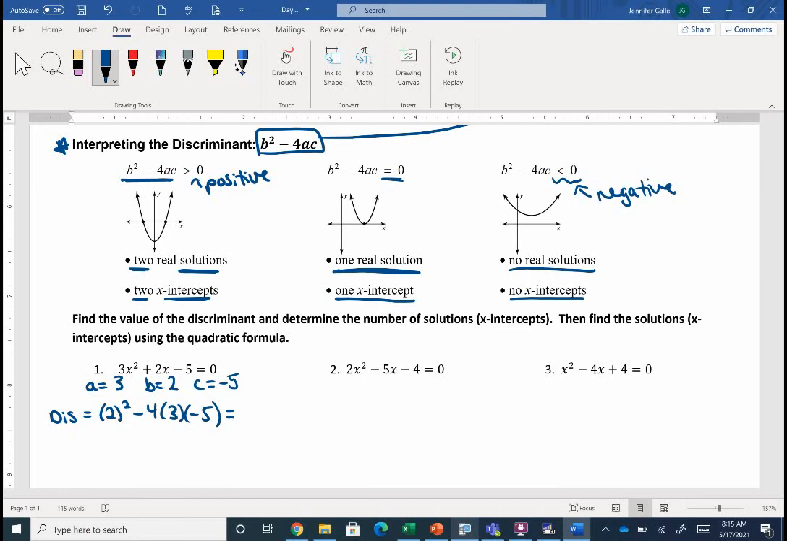And let me know what you come up with. My calculator's frozen up here. Help me out.